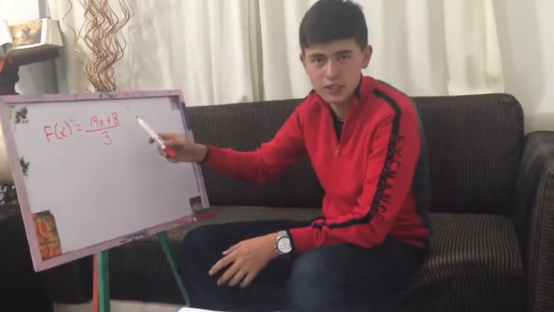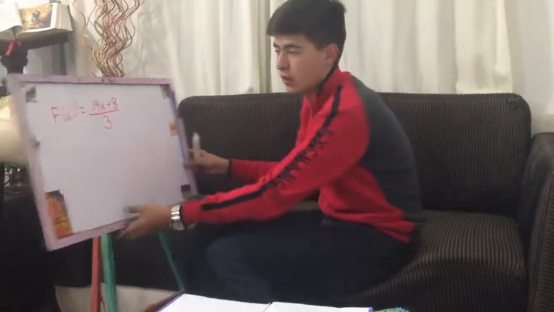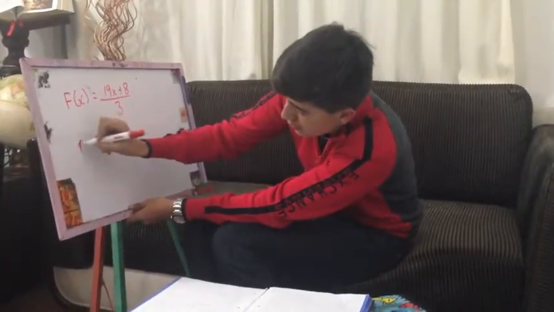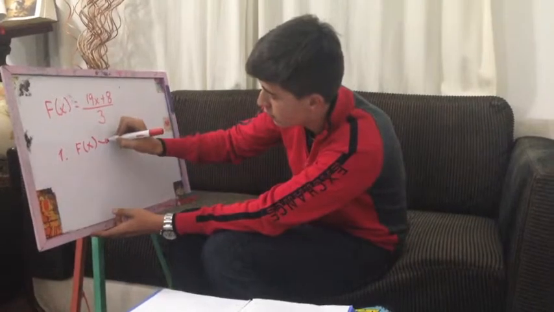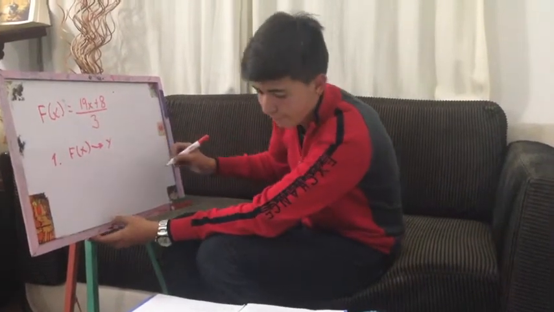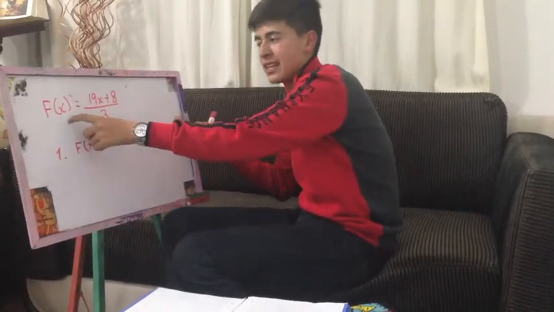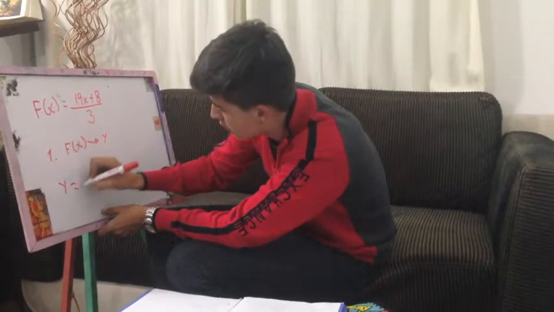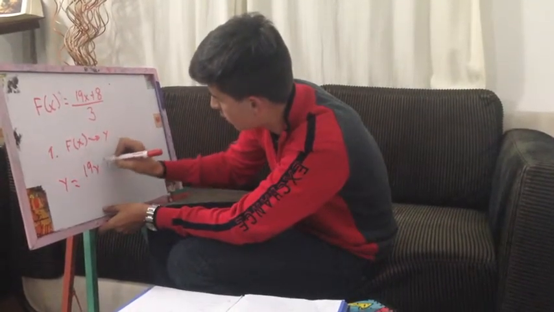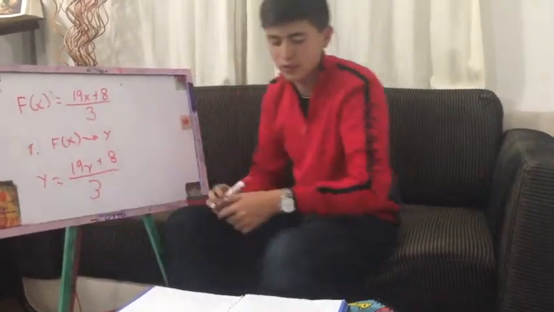To find the inverse function of a function, we have to follow 5 steps. The first step is to change the variable x to y. So f(x) becomes y. For example, now this equation, which is written in x, we are going to change it to y. So y is equal to (19y + 8) over 3. This is the first step.